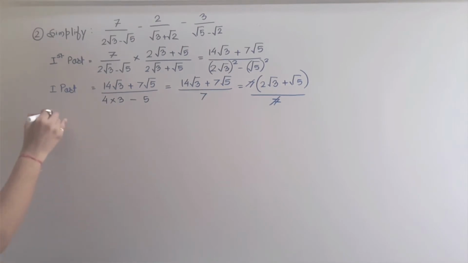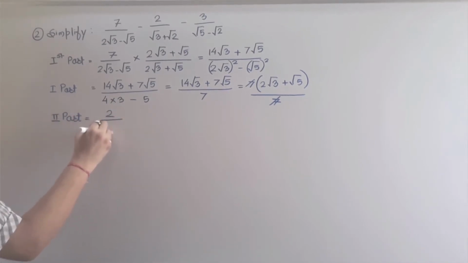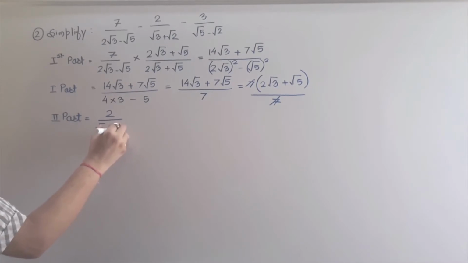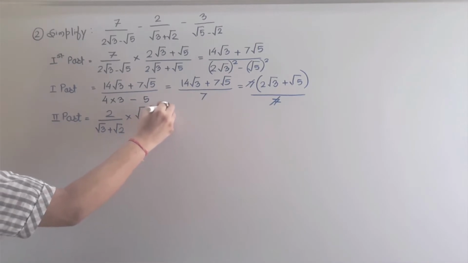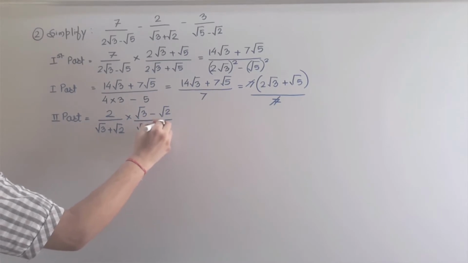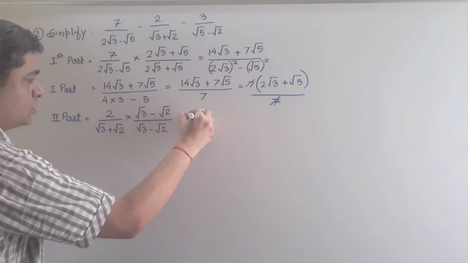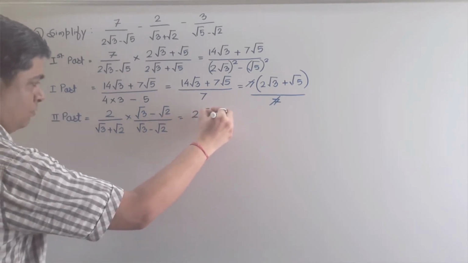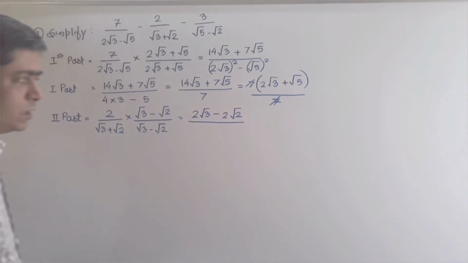Now let us see the second part. Second part, what we have given? Second part is given to us 2 upon under root of 3 plus under root of 2. Again I am rationalizing the denominator. So root of 3 minus root of 2 I will multiply, and root of 3 minus root of 2 I will divide. Okay. Now 2 I will multiply inside. So 2 under root of 3 minus 2 under root of 2, because 2 is multiplying in both the terms. Since both the terms are of root, so simply 2 we can write down in the beginning.